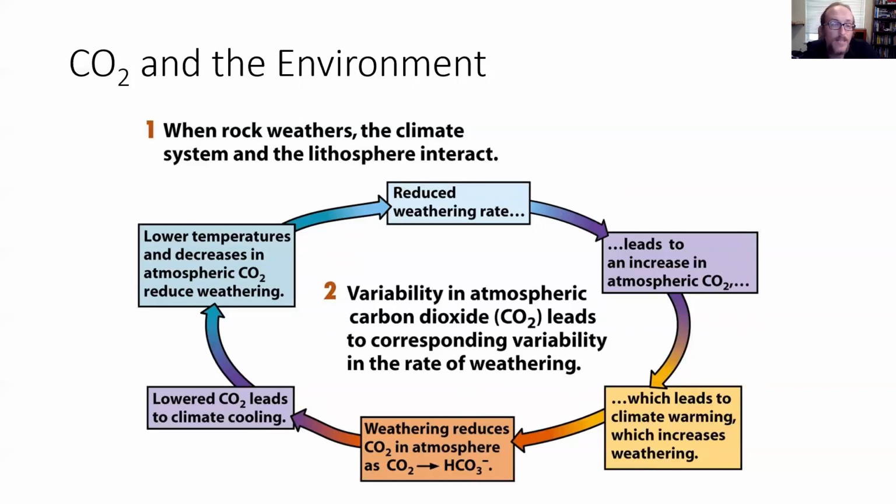Variability in atmospheric carbon dioxide leads to corresponding variability in the rate of weathering. So let's start. We're talking about climate warming. When the climate warms up, weathering of rock increases.